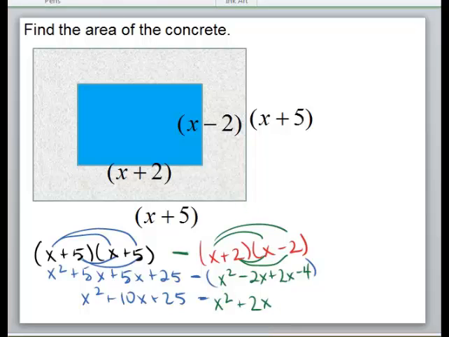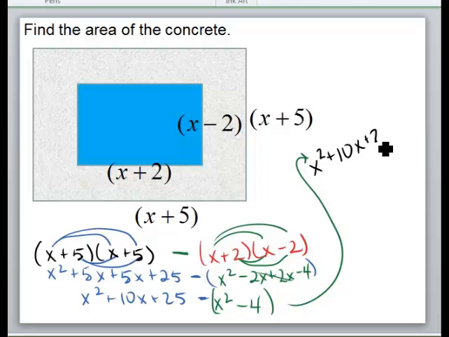Actually, let's back up here. I should have combined like terms. So let's go ahead and combine like terms first. This creates 0, minus 4. Now I'll come up here and finish this up. So I end up getting, on my first part, x squared plus 10x plus 25. Now I'll distribute my negative through, so I have negative x squared, and negative times negative 4 is positive 4. So when I combine my like terms, those create 0. I have a 10x, that's by itself. I have 25 and 4, which makes 29.